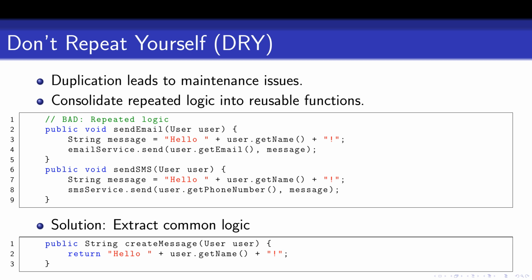DRY is all about efficiency. The poor example repeats a greeting message for both email and SMS. Double the work and double the trouble if changes are needed. The solution extracts the message into a create message function. Less code, fewer bugs, and easier updates. It's akin to cutting redundant scenes from a script.